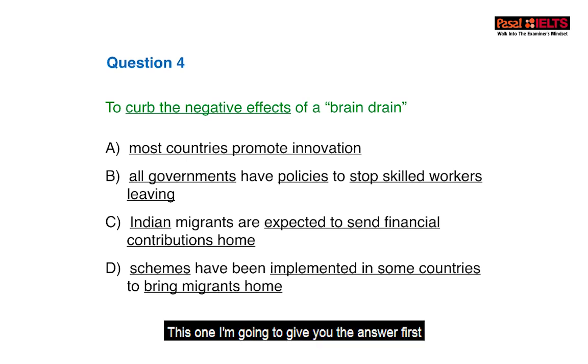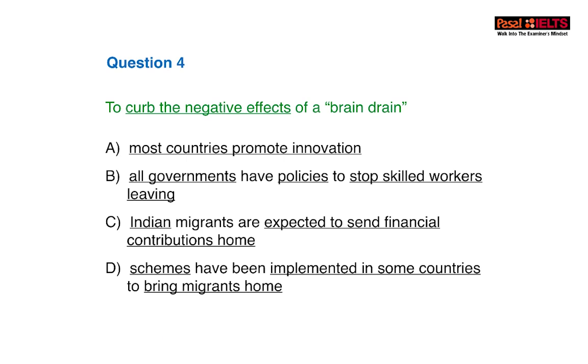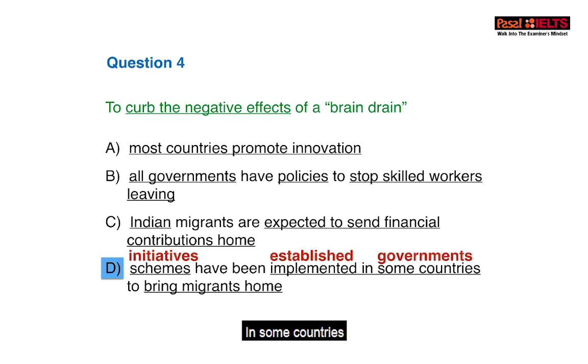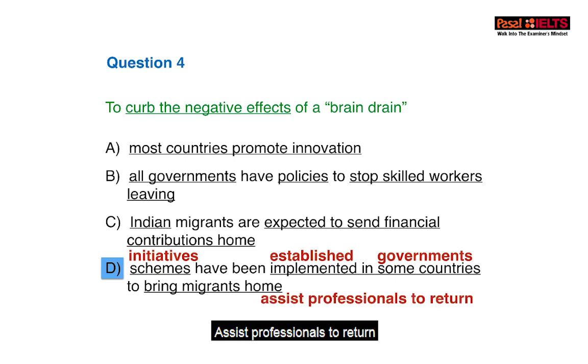For this one, I'm going to give you the answer first, and then we'll look at why. The answer is D. Let's look at why that's the correct answer. Here are the words that were mentioned. Instead of schemes, there was the word initiatives. Instead of implemented, we saw established. In some countries, some governments. And to bring migrants home, assist professionals to return to their home countries.